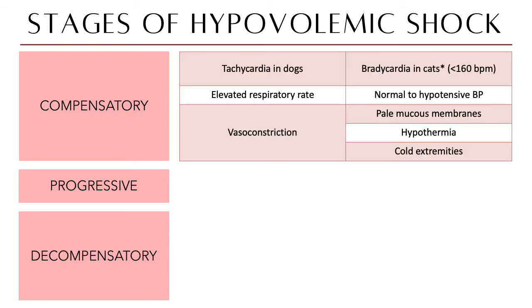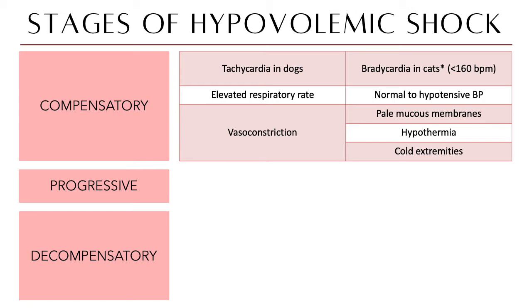Kulang ang dugo, bibilis ang heart rate ko para marating nung natitirang dugo yung mga tissues na kailangan ng blood, right? Elevated respiratory rate because dahil mabilis ang heart rate, mabilis din ang respiration. Again, your ventilation perfusion balance needs to be maintained. Vasoconstriction. Since konti lang ang dugo, your body will try to prioritize what organs need to be perfused, right? It will put the first priority as the main organs, the heart, lungs, and brain. And then going to your abdominal organs.